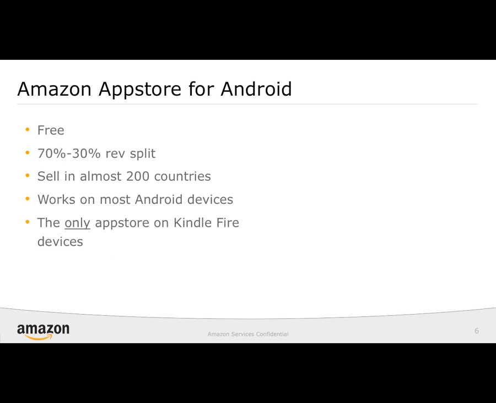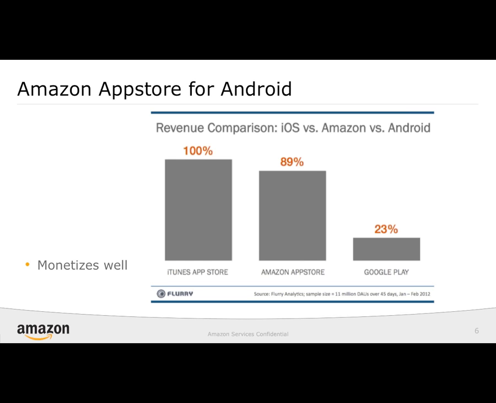We're pretty proud of some of the press we've gotten for the App Store, particularly in the sense that it monetizes really well. As a matter of fact, recent research done by Flurry shows that per user, the Amazon App Store generates about 89% of the revenue that the iTunes Store does, compared with 23% of average per user revenue from Google Play. So right off the bat, you can see that Amazon is very good at converting users to actual paid income. Very happy about that research.